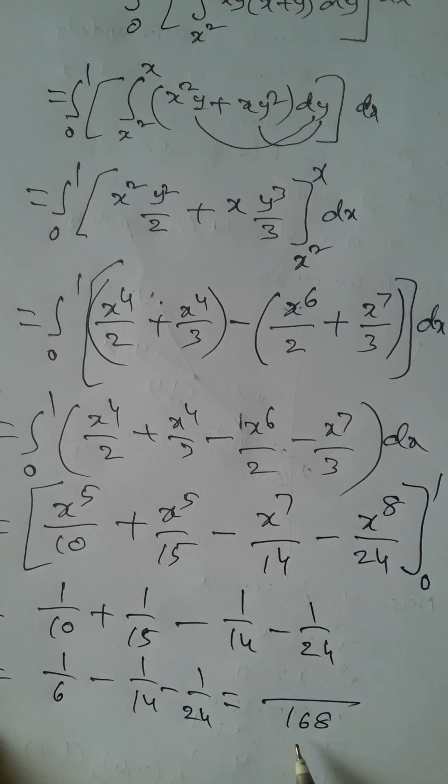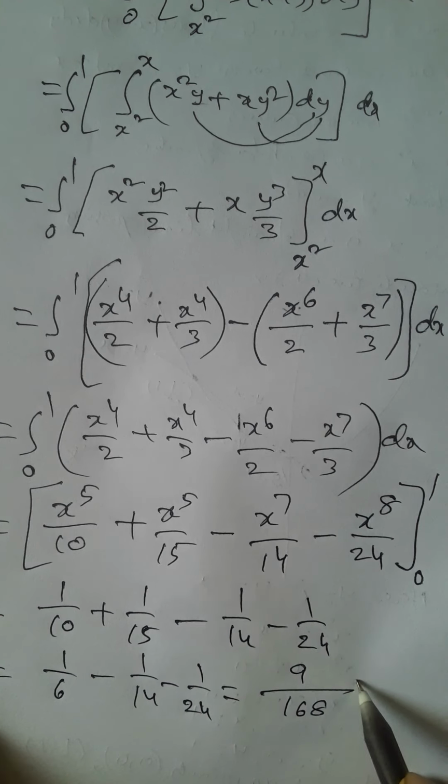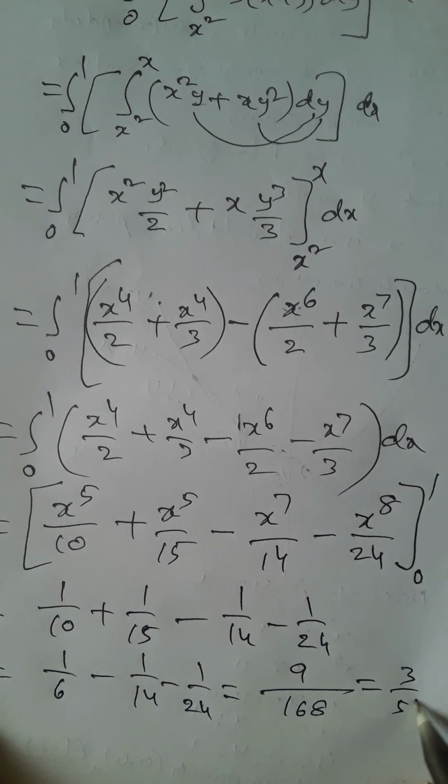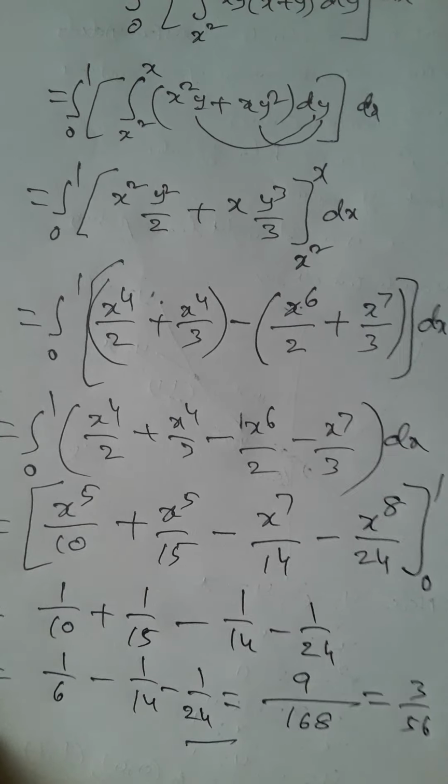So this is how many times? 2 times 12, 38. So simplifying, we get 9 by 168, which is 3 by 56. This is our answer.